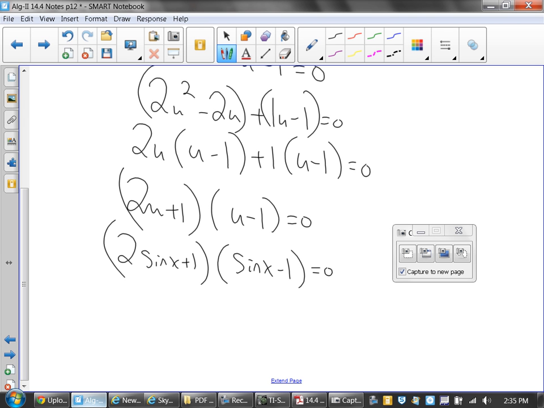Yes, sir? Are there more homework problems that require that? There are other homework problems that require factoring. I don't remember if there's one that uses the U substitution off the top of my head. Okay. So how do you solve it? Set them both equal to 0 and solve for x. So inverse sine? The inverse sine of negative 1/2 for that one. Inverse sine of 1.